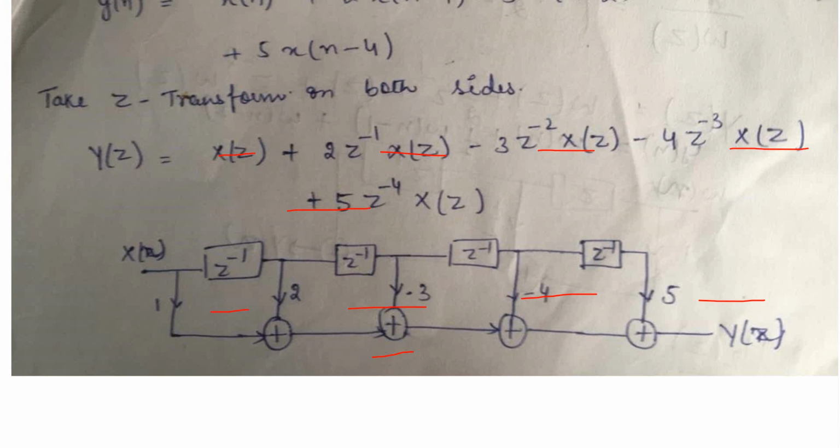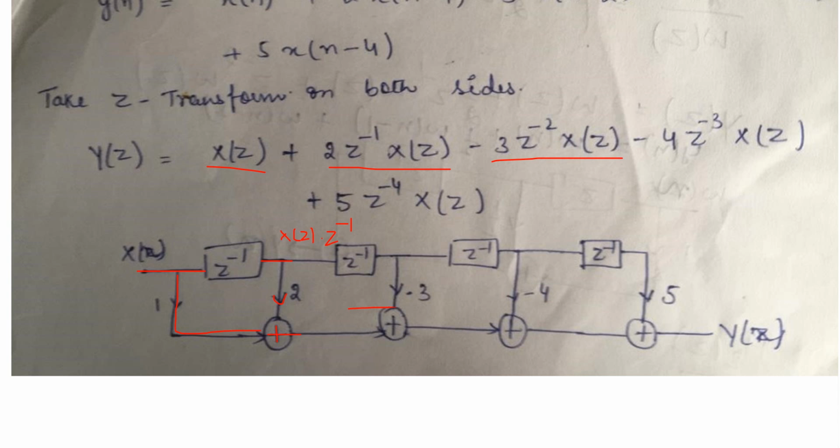See, here the input is x of z and the output is y of z. First, x of z as such is coming from the input signal, then it is added with 2 z inverse x of z, meaning the signal here will be x of z into z inverse. Clear? It is multiplied by 2 because this is the symbol of a constant multiplier, and it is added with this x of z.